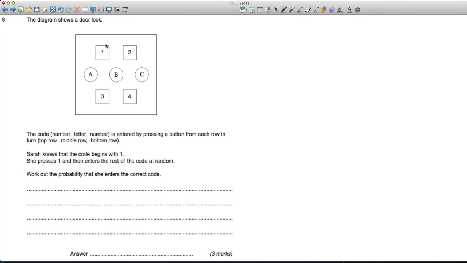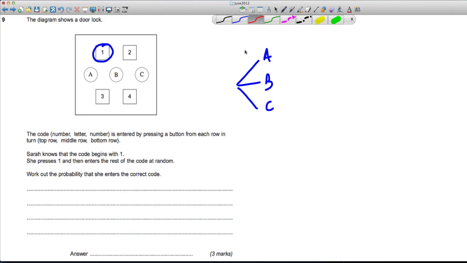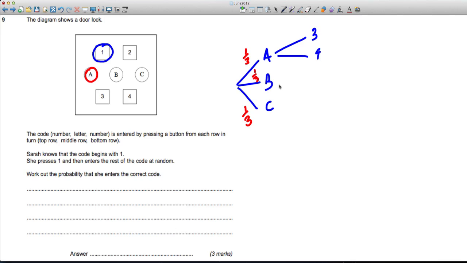Well, the code begins with 1. Okay, so you know that. Now, after you've chosen 1, you've got a choice of A, B, or C. It's one of these. Now, if it's equally likely it could be any of these, the probability of it being A is a third, B is a third, and C is a third. Okay, and then having chosen one of these, say you chose that one, the chance of you being right in the next one, well, it's either 3 or 4. So it's either 3 or 4 in each case. Okay, and the probability of being right in the second case must be a half, clearly.